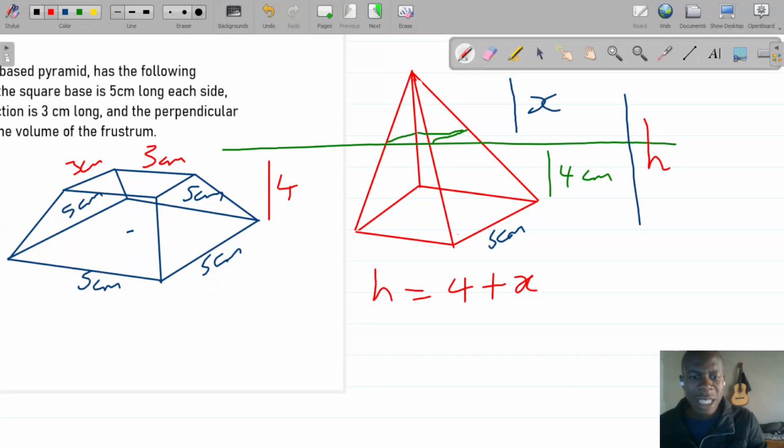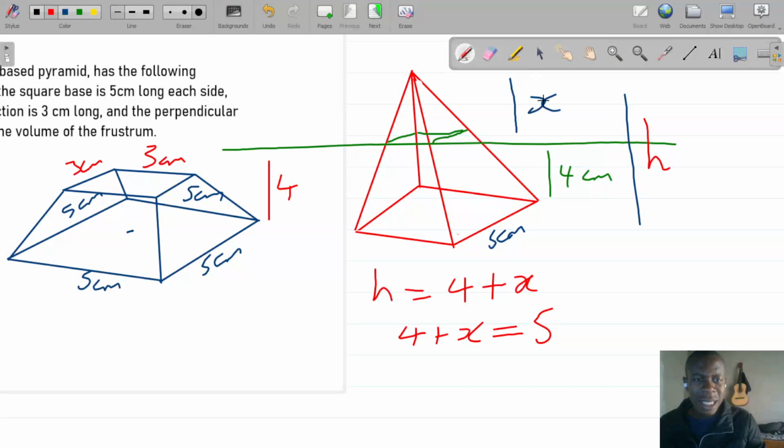Remember, we need to find the volume of this entire pyramid, then we subtract the volume of that. So the height of this entire pyramid was x plus 4. Again we use relations. This height is related to any of the bases at the end. So you can pick this side or that side. So we say this height is related to the base at the bottom. So this height, which is 4 plus x, is directly proportional to the length at the base there, which is 5.